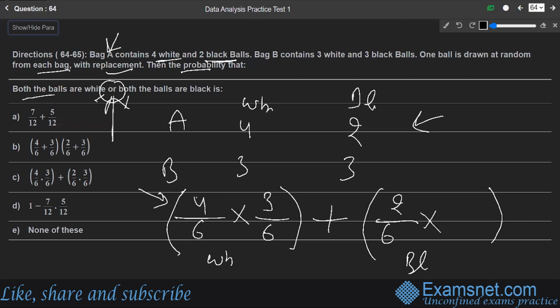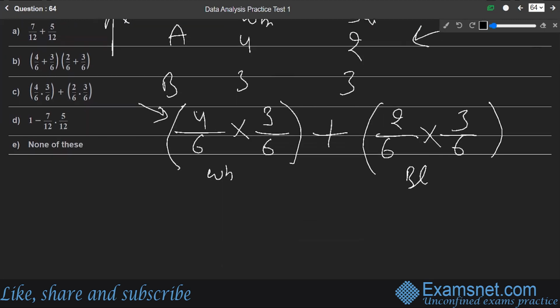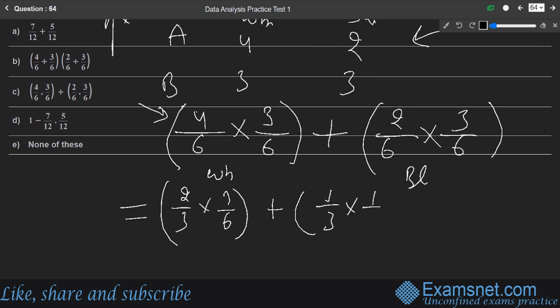How many black balls are there in the second bag? 3. How many total black balls are there? 6. So this is how we can solve this out and find the answer. If we solve this further, this comes out to be 4 by 6, that is 2 by 3, into 3 by 6 for white balls, plus 2 by 6, which is 1 by 3, into 3 by 6, is 1 by 2.